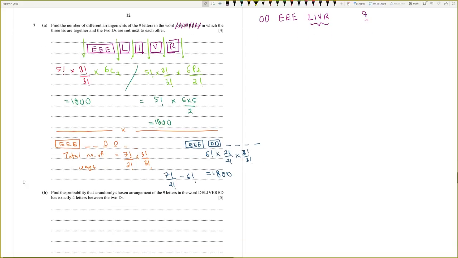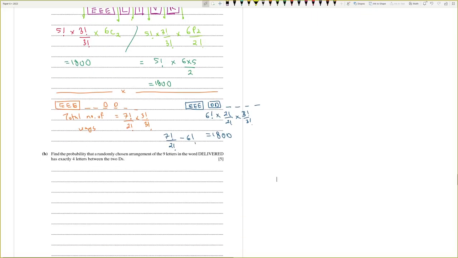Okay, find the probability that a randomly chosen arrangement of the 9 letters has exactly 4 letters between the 2 D's. Okay, so let's do this. We have 9 boxes over here, 1 through 9. So we can keep 4 letters in between the D's. So let's do this. 1 D over here, 1, 2, 3, 4, D over here. Then let's just copy and paste this.